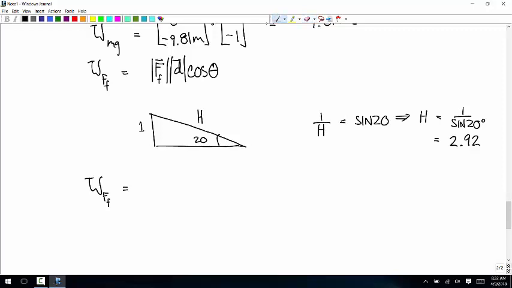Well, work is always the dot product of a force vector and a displacement vector. So the force is always one of those, and the displacement is always another one.